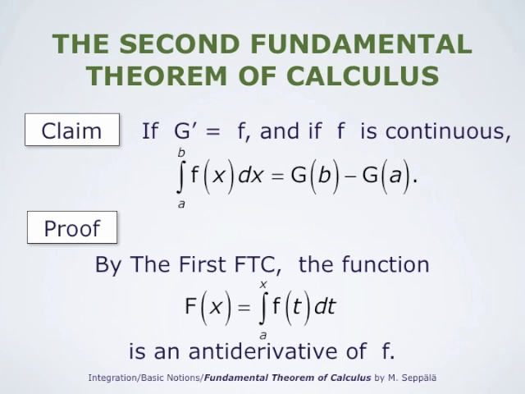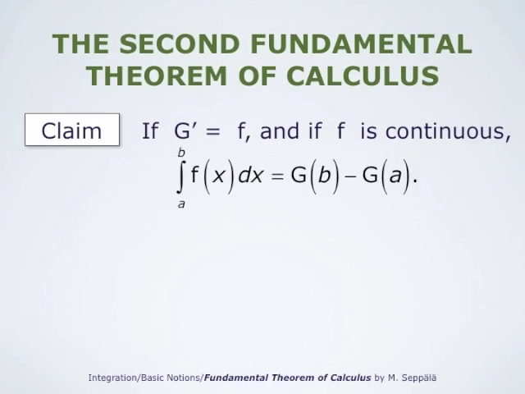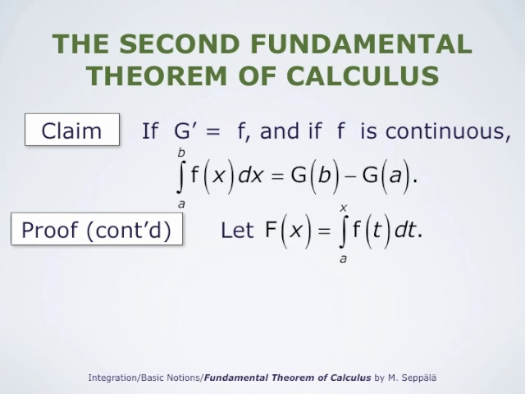So to prove this, observe first that by the first part of the fundamental theorem of calculus, the function capital F, which is defined by setting F(x) to be the integral from a to x of f(t) dt, is an antiderivative of this function f. Furthermore, the integral from a to b of f(t) dt is capital F evaluated at b. So we have to prove that the integral from a to b of f(x) dx is G(b) minus G(a). And to that end, we consider this function capital F, which is a special antiderivative of the function small f.